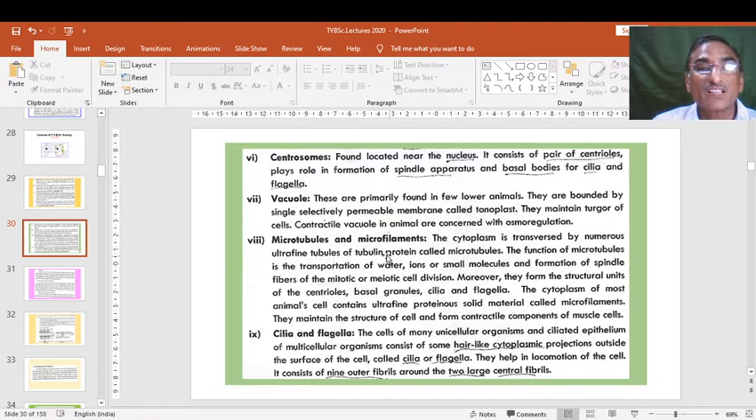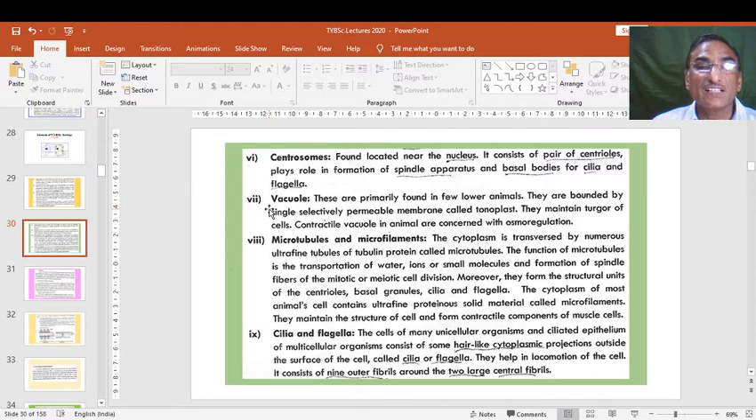Next, the sixth organelle is the centrosome. These are located near the nucleus. Centrosome consists of a pair of centrioles and plays a role in formation of spindle fibers or spindle apparatus and basal bodies for cilia and flagella. We have already studied spindle formation in mitosis and meiosis. The chromosomes are separated by using these spindles, and these are formed by the centrosomes.